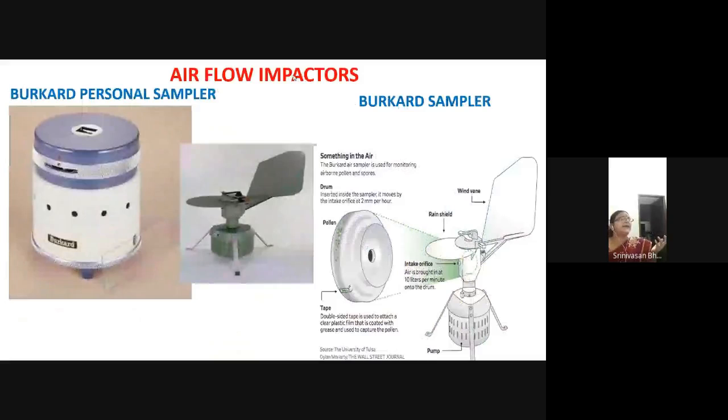Then comes the airflow impactors. In the airflow impactors, we see the Burkhard sampler, the personal sampler, and many other samplers which also come under the airflow impactors. So here we see the Burkhard personal sampler.